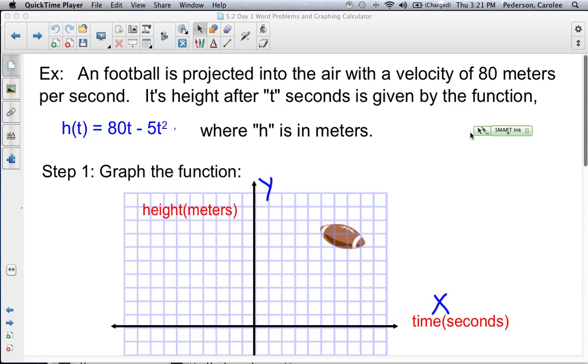Today we're going to continue with 5.2, day 1. This is movie 3, where we're continuing with the football problem. A football is projected into the air, and we want to go ahead and graph this into our graphing calculator. So we're going to enter 80x minus 5x squared into our graphing calculator.